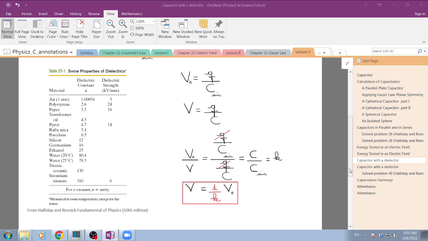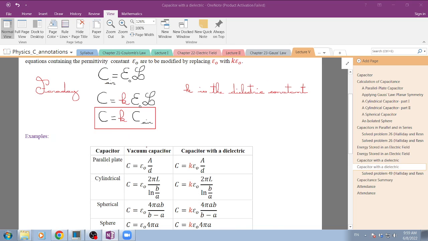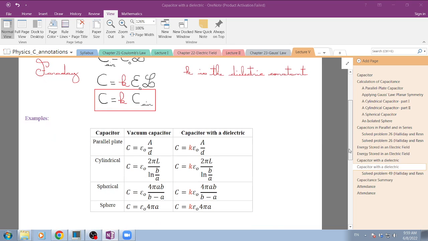But my point here for this class is very simple. You just have to multiply by the dielectric constant to calculate the capacitance of the capacitor with any dielectric. Okay, guys, this is all for now.